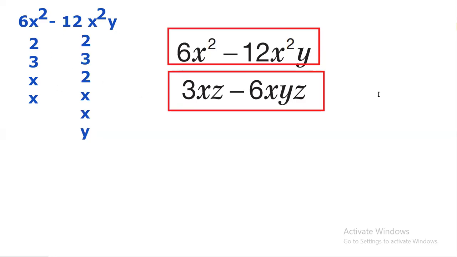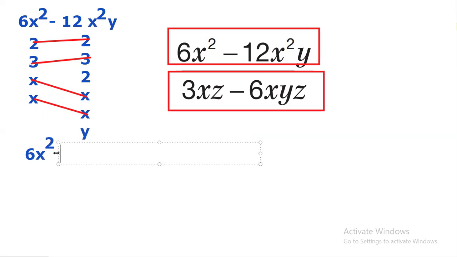Now I take the common ones. The common ones should be in both groups. So here and here, that's common. The 3 is common. The x is common and the other x is common. Now I multiply the common ones together. So I have 2 times 3 is 6. 6x times x squared. So I have 6x squared. These are the common ones. I leave them outside the bracket.